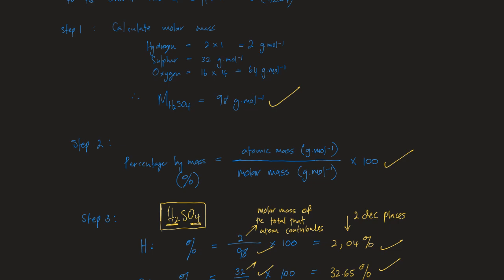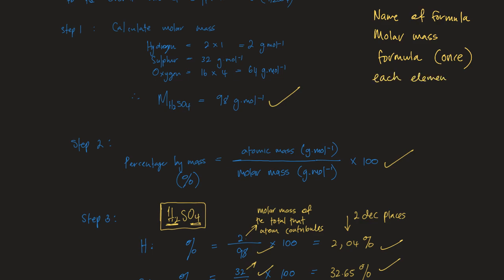So what you're going to do for each one, you need to find the name of the formula. Whatever it is, if it's ammonium sulfide, you need to find the formula. You need the formula because if you don't have the formula, you don't know how to work out the molar mass. Then you need the molar mass. Then you need to write down the formula. You write down the formula only once, even though you're doing the calculation 3 times. Then you calculate for each element. You want each element's percentage. You show all work.